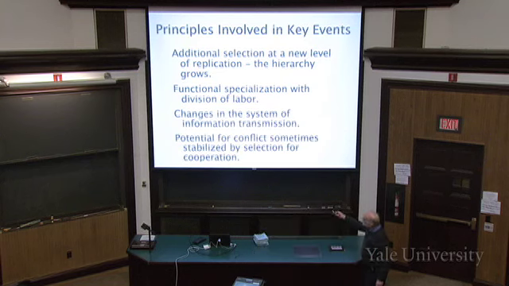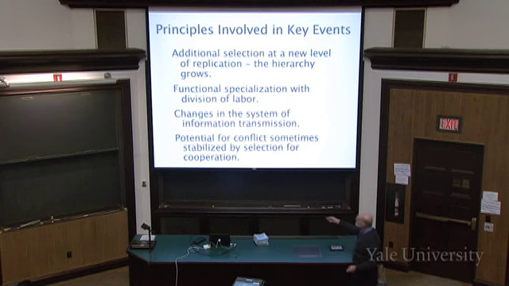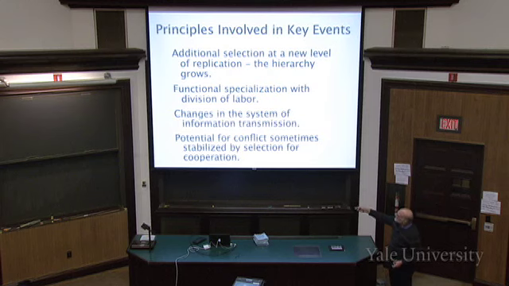Then often in the process of forming this higher level of replication, you have a bunch of lower level units that are coming together to make a higher level unit, and they need to cooperate to do that properly, but they could be invaded by selfish mutants, they could be destabilized, and so there's a conflict issue. And this conflict is sometimes stabilized by selection for cooperation.